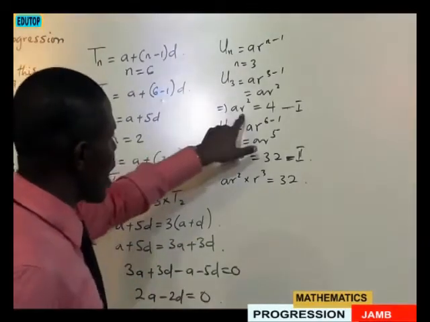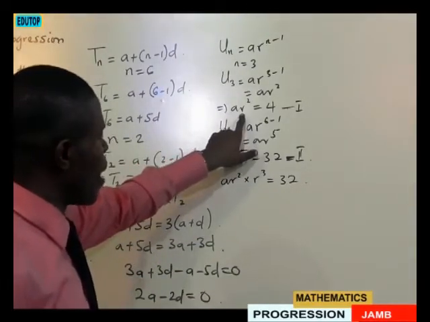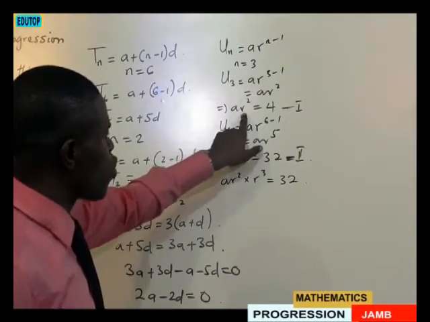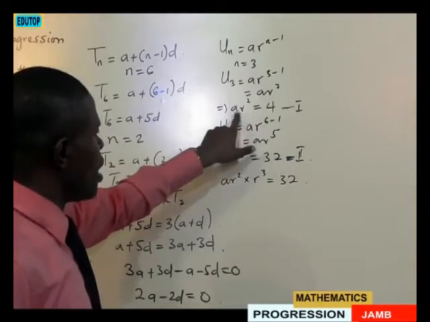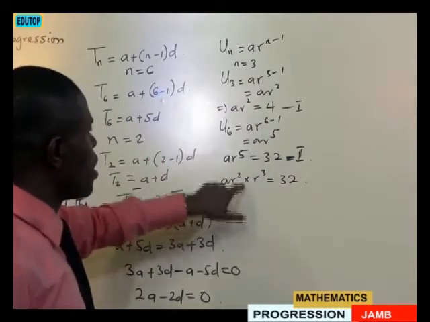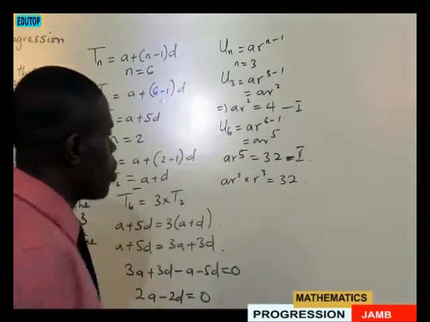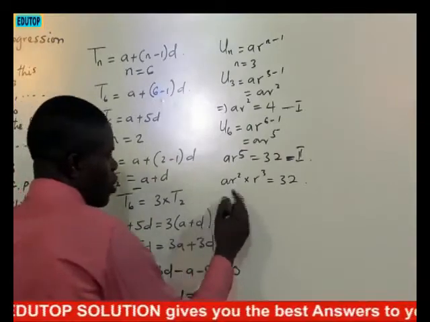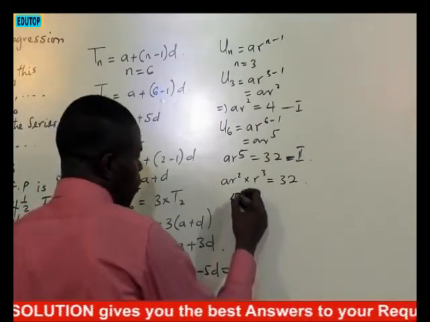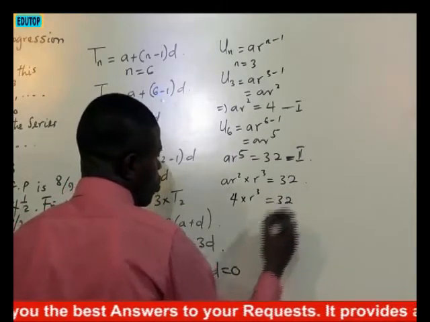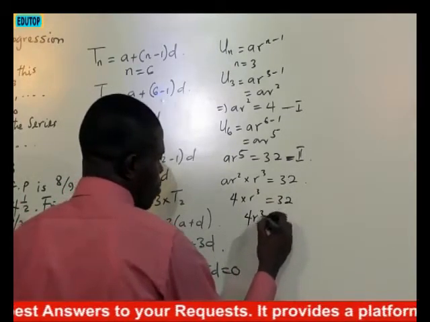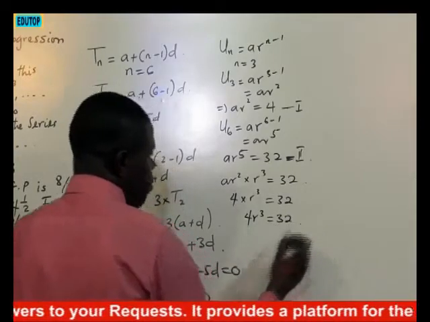So in this situation, I go back to my first equation, where AR squared equals 4. Anywhere I see AR squared in the second equation, I will replace it with 4. So 4 times AR raised to power 3 equals 32, which becomes 4R cubed equals 32. I'm looking for my R.